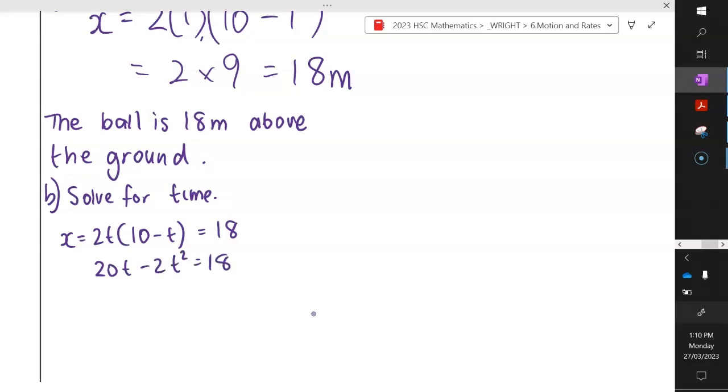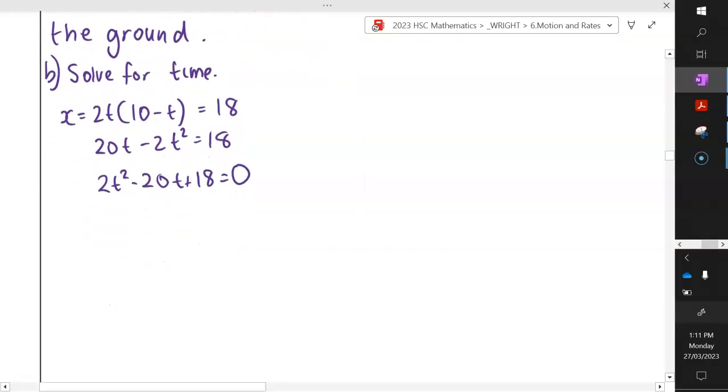This is a quadratic. So let's neaten that up. I'm going to pop my minus to the other side, so I end up with 2t squared minus 20t plus 18 is equal to 0, and I'm going to solve my quadratic.